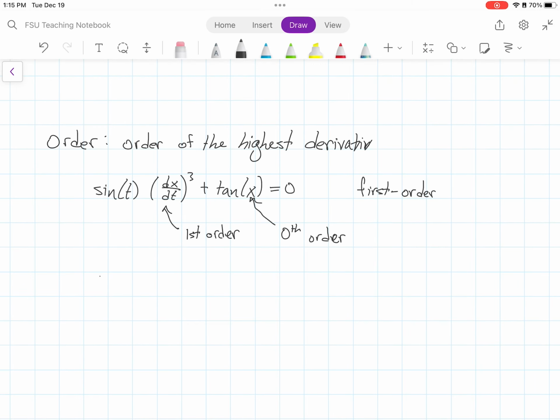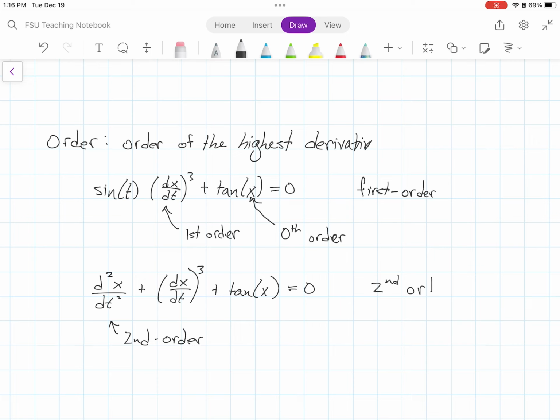For example, in the next example, we have d2x, so this is the second derivative of x with respect to t, plus dx/dt. Again, this is a first derivative cubed, plus tangent of x. So we've just added on a second order derivative, equals 0. The order of the highest derivative is second order. And so this is a second order differential equation, ODE.